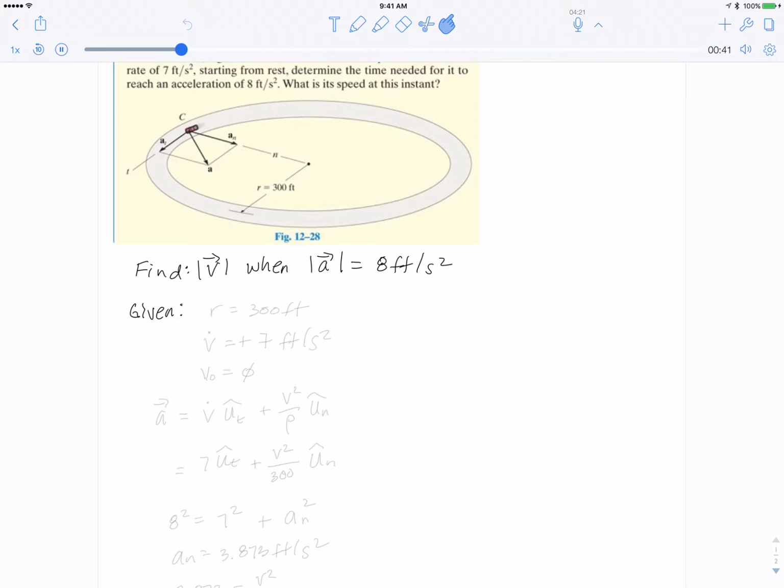Okay, so we're given that the radius is 300 feet. And we're given that the speed increases, v dot, at 7 feet per second squared. We're also given that it starts at rest, which means the initial velocity is 0. So what they want to know is what time it takes to get to an acceleration of 8 feet per second squared.